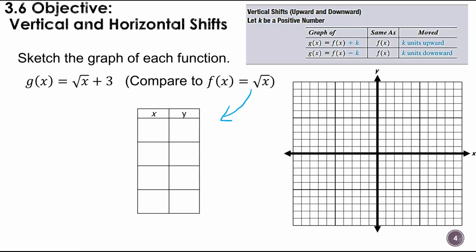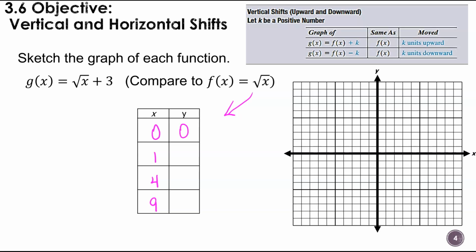So we need to choose positive numbers for x, and we actually get pretty specific with this. Hold on, I actually wanted to use pink here. All right, so I'm going to use 0, 1, 4, and 9. Now, a lot of times students are like, where do those numbers come from? Well, those are called perfect squares, right? I can take the square root of each one of those and I get a nice whole number.